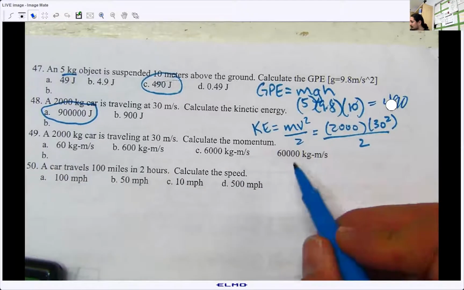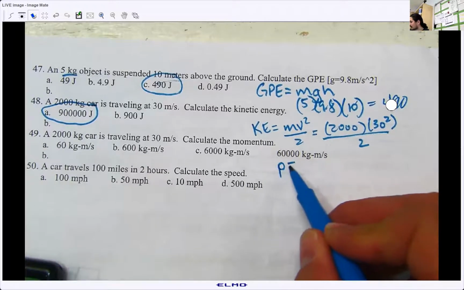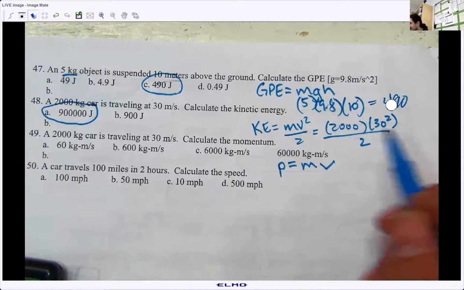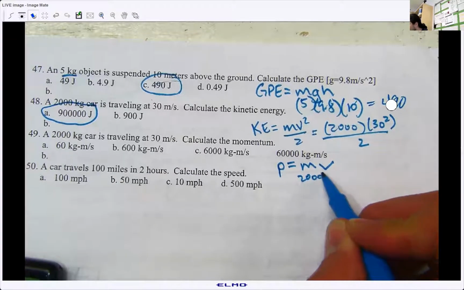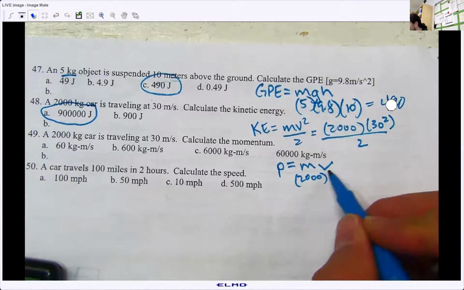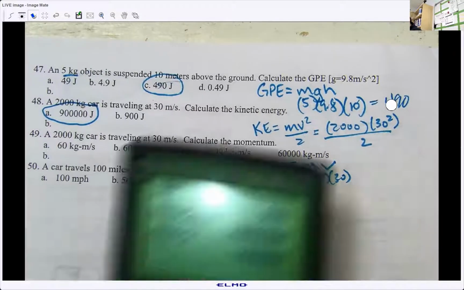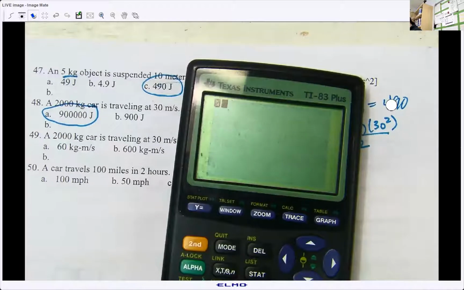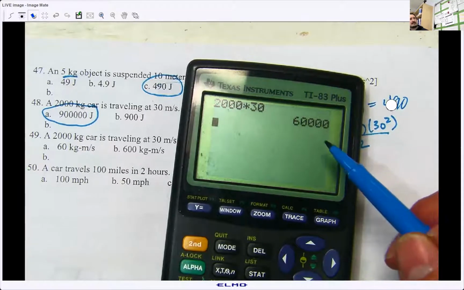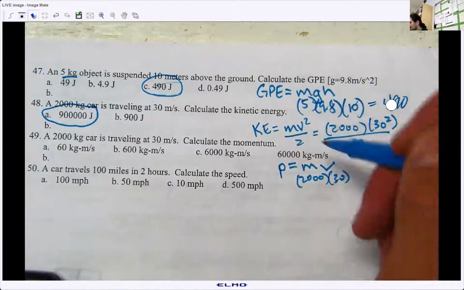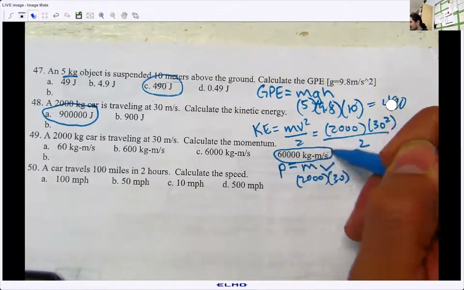Calculate momentum. Momentum is just simply mass times velocity. So if the mass is 2,000, the velocity is 30. To calculate the momentum, you're just going to multiply those two things. So you're going to do 2,000 times 30, and you get 60,000.